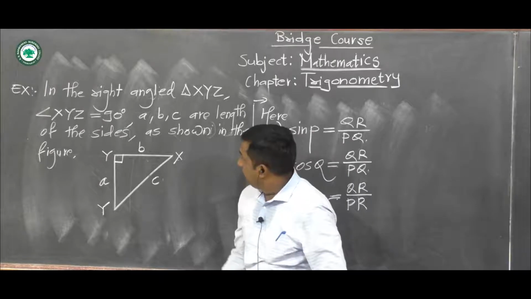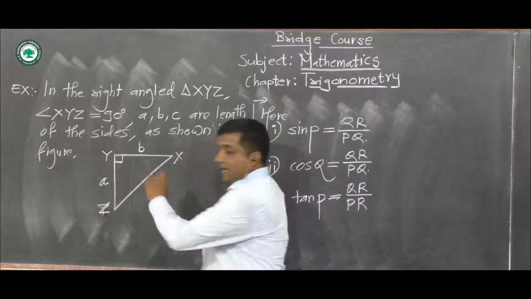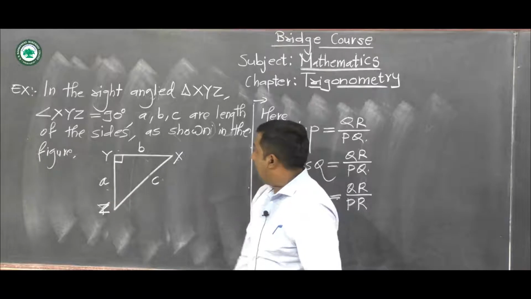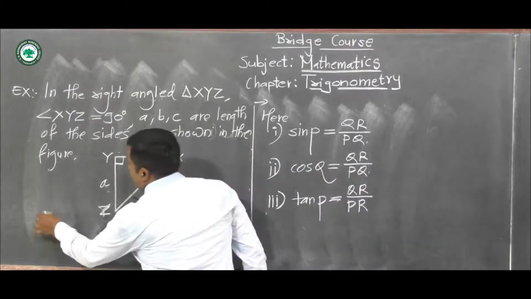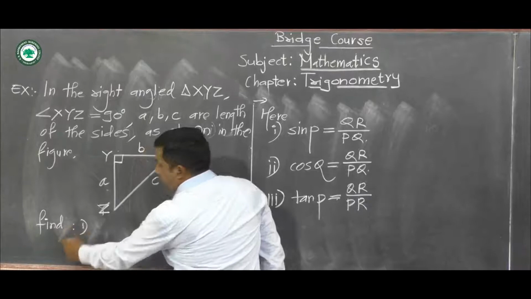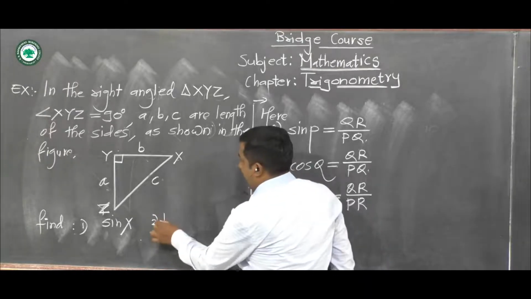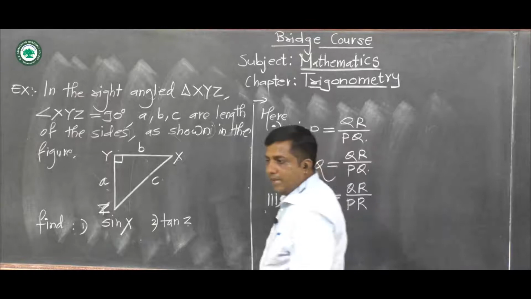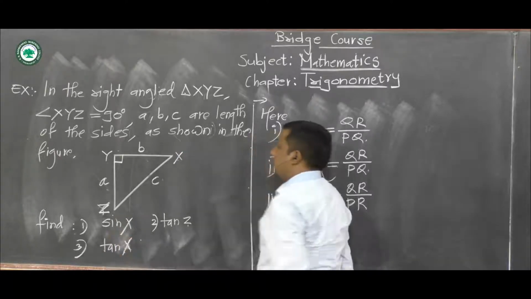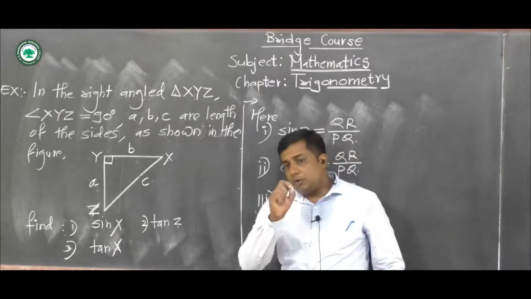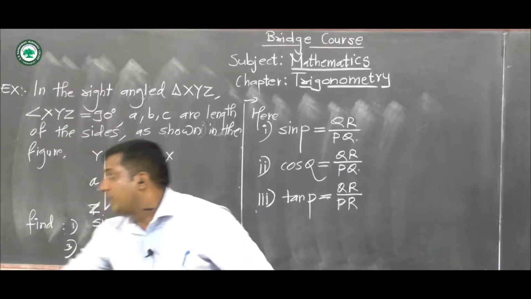That is length of the side XY is B, length of the side YZ is A and length of the side XZ is C. हे सर्व या ठिकाणी दिलेले आहे आणि आपणास फाइंड आउट करायचं आहे. फाइंड इन फर्स्ट पॉइंट sin X, in second we have to find tan Z, then in third we find tan X. तर हे 3 पॉइंट्स आता आपणास फाइंड आउट करायचे. अगदी सुरुवातीच्या एक्झाम्पल सारखंच आपण येथील हे सर्व पॉइंट्स फाइंड आउट करत आहोत. ओके, सो वी गो विथ सोल्यूशन पार्ट.